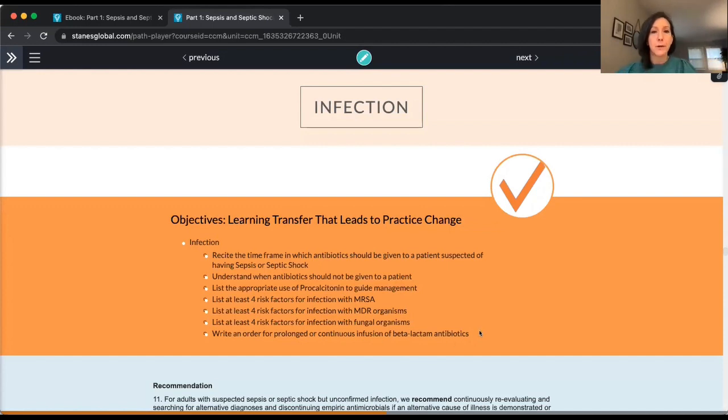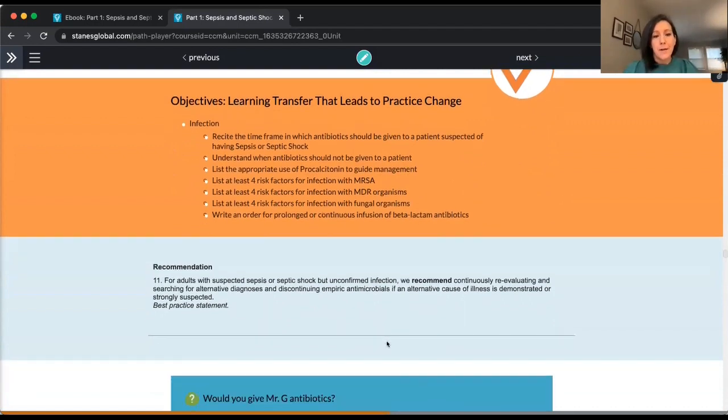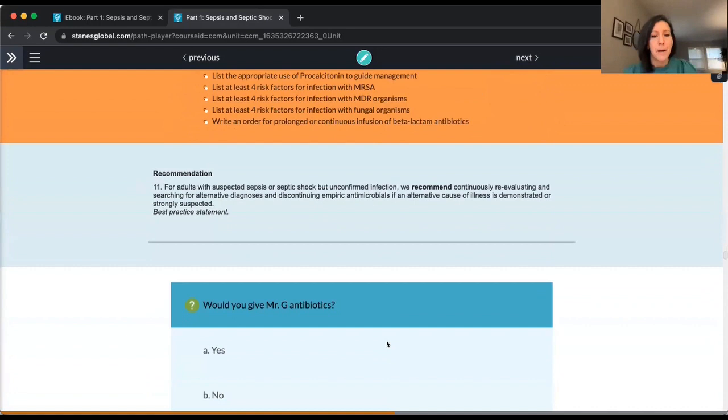So I'm going to make you do another activity so that you not only learn, but you change your practice. Okay, so we're going to just read the 11th recommendation in the guidelines. For adults with suspected sepsis or septic shock, but unconfirmed infection, we recommend continuously reevaluating and searching for alternate diagnoses and discontinuing antimicrobials if an alternative cause of illness is demonstrated or strongly suspected. Simply said, if there's no infection, stop the antibiotics.